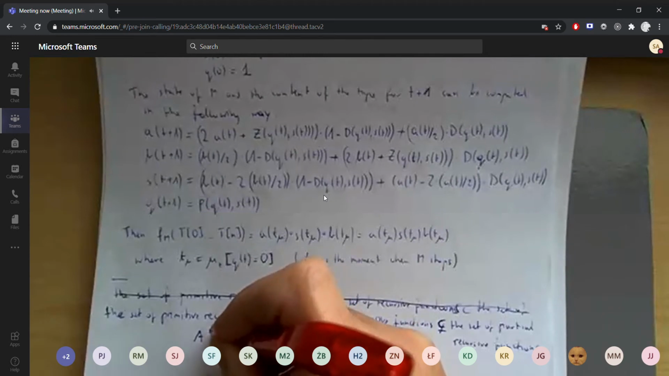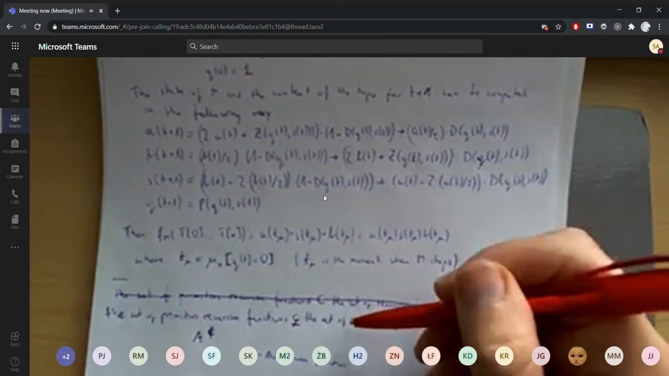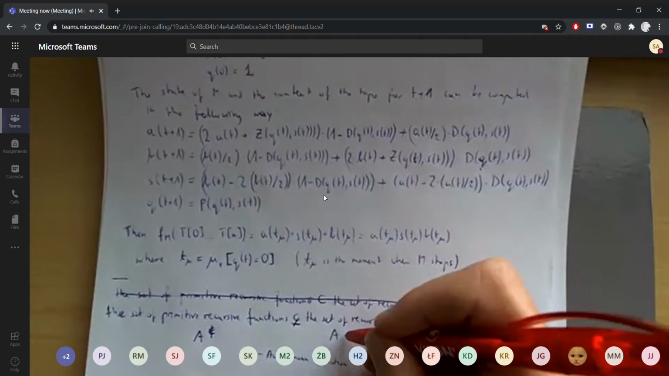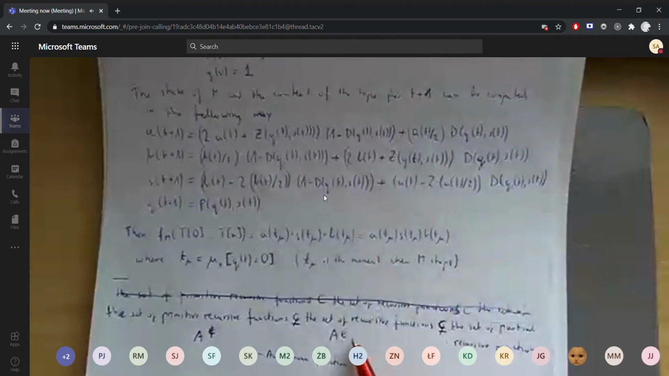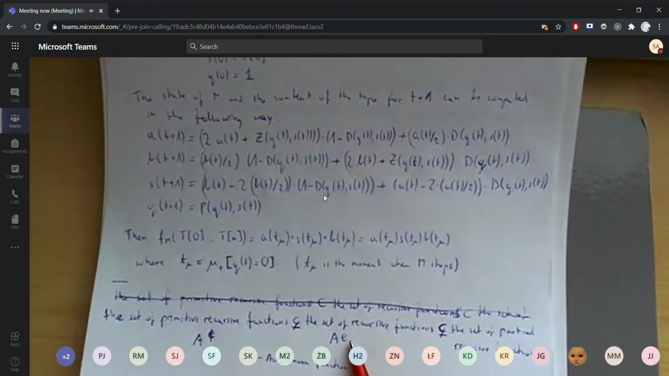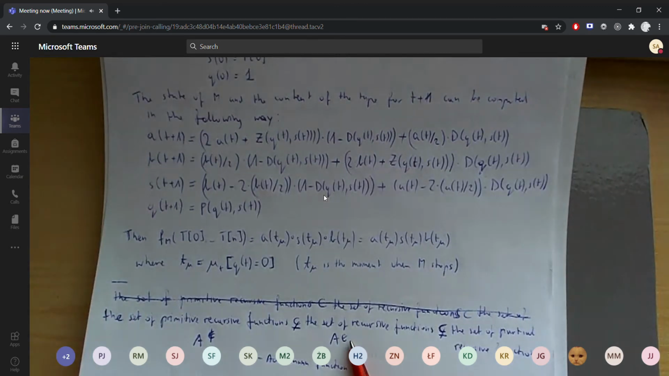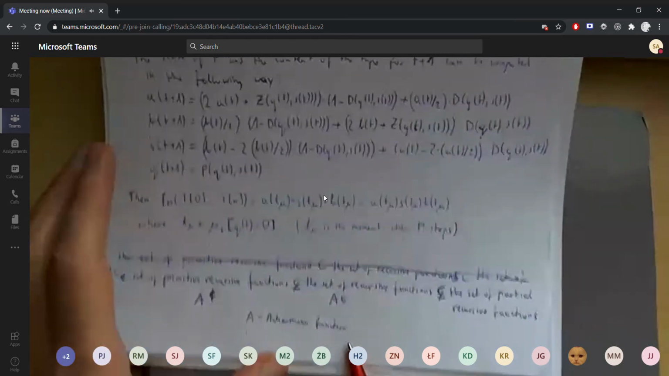That A does not belong to this set. It's not a primitive recursive function, but of course A is a recursive function because we can compute it on a Turing machine, and we will show it in the tutorials. Okay, so this is it for today, for the lecture.